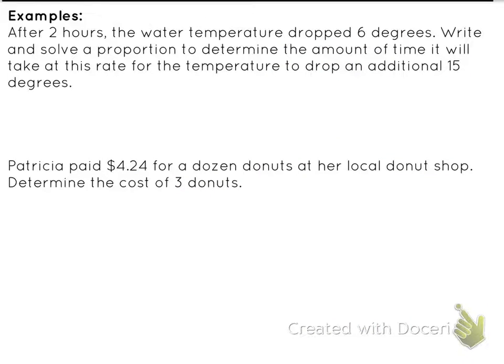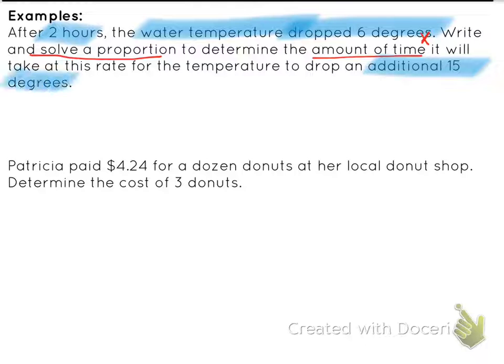Alright, so first example: after 2 hours, the water temperature dropped 6 degrees. Write and solve a proportion to determine the amount of time it will take at this rate for the temperature to drop an additional 15 degrees. So we don't know the amount of time, that's our variable. I like to label my proportions because when you label them, you don't really mess them up. So we're going to do hours over temperature.